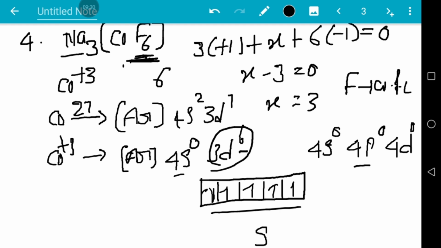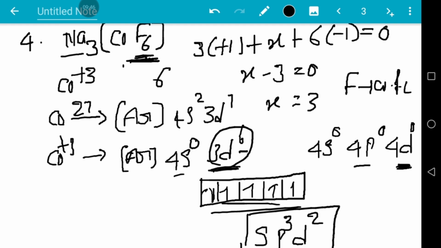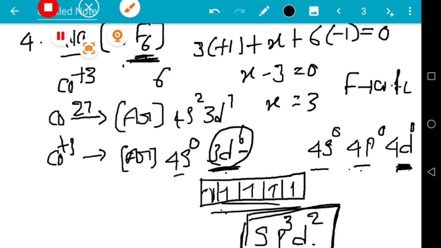So one s orbital is vacant, next 3 p orbitals are also vacant, and 2 d orbitals. So outer d orbitals are involved. So this is the sp3d2 hybridization. Inner d orbitals have no vacancies, as electrons are there, so inner d orbitals are not involved in the hybridization. Here the outer one s orbital, 3 p orbitals and 2 d orbitals are involved in the hybridization. So totally this is the sp3d2 hybridization. So this is the answer for these questions. Thank you.